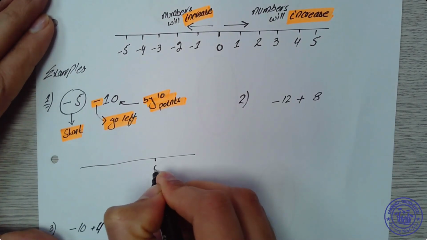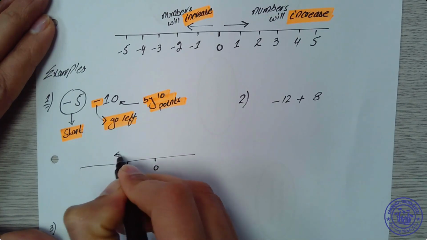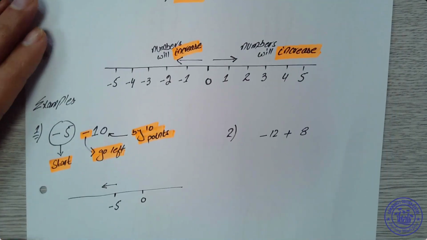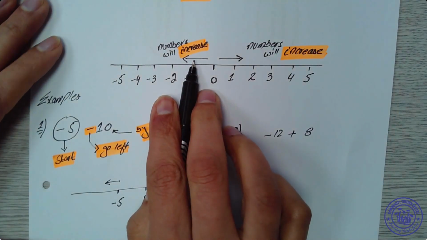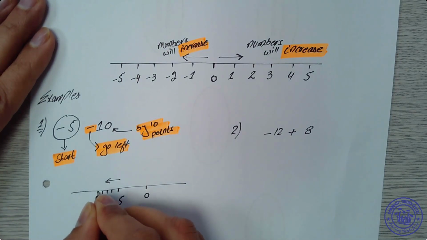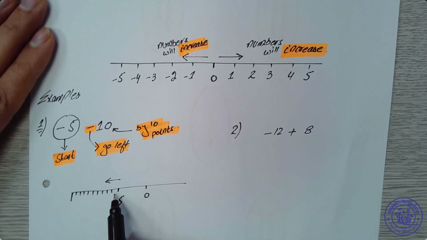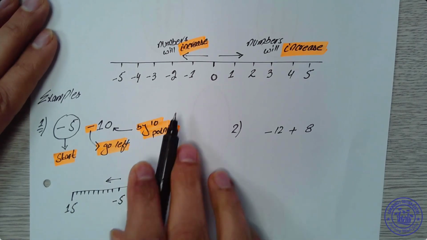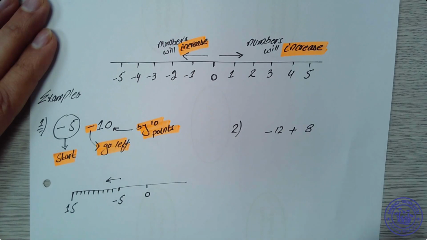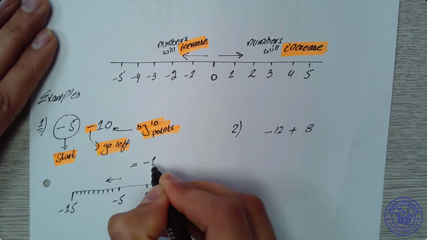Here's my 0. Where is this -5? My -5 is over here, and I'm going to the left. I have to move 10 steps to the left, so I can put 10 marks: 1, 2, 3, 4, 5, 6, 7, 8, 9, and 10. If you count, it will be 6, 7, 8, 9, 10, 11, 12, 13, 14, and 15. But we decided on one thing: if you go to the left of the 0, the numbers will be negative. So this is -15, and therefore my answer is -15.